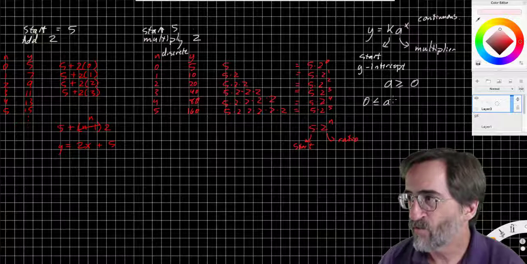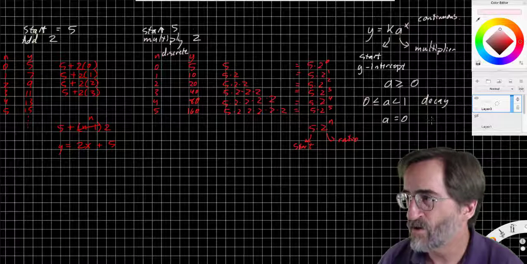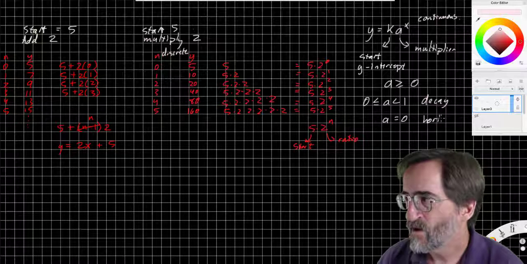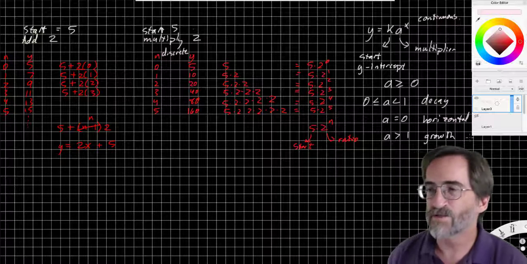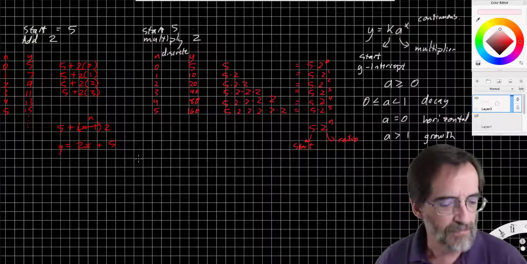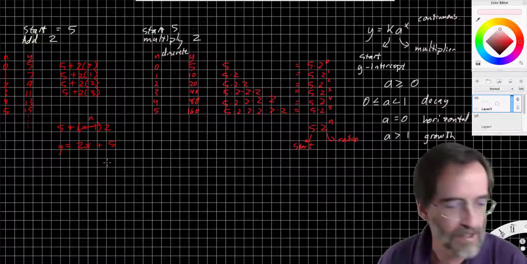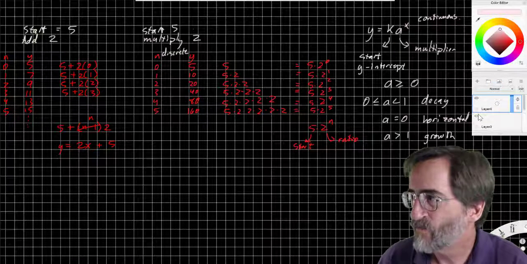Okay? If a is greater than or equal to 0 but less than 1, then that represents decay. If a is equal to 1, of course, that represents a horizontal line, a constant, no change. If a is greater than 1, then that represents growth. And those are the big ideas, recognizing when it's decay, when it's growth. Okay? All right, so I can do a lot of specific problems, but I'll leave that up to the lesson. There is a little bit of a talk about half-life.